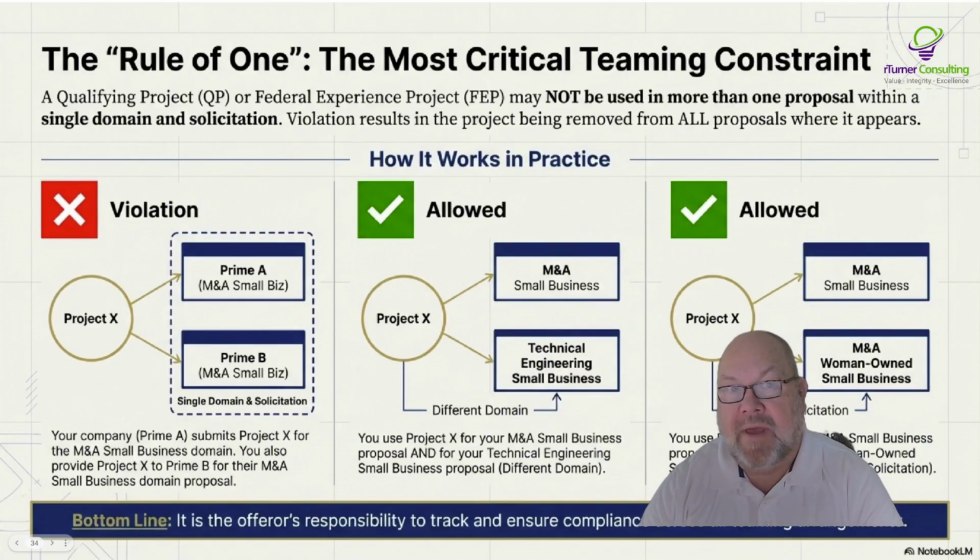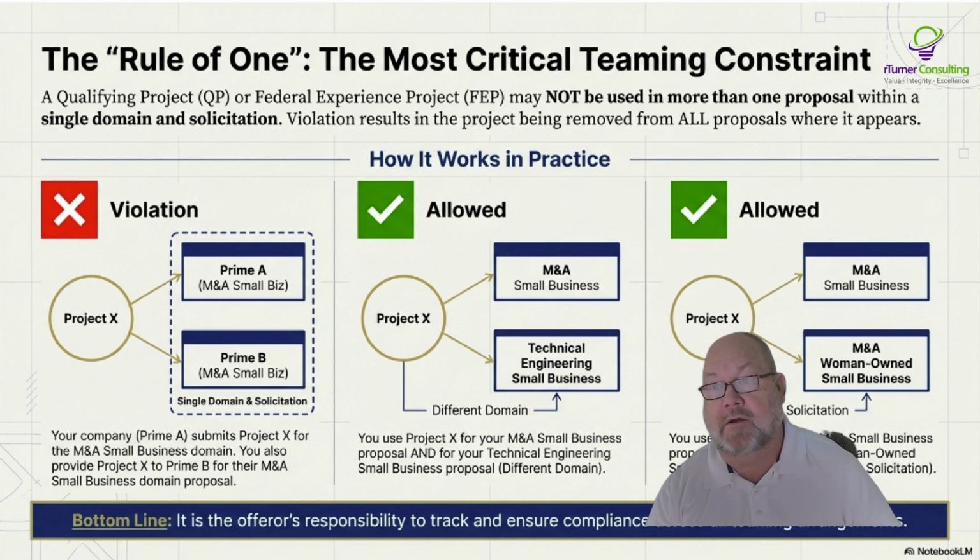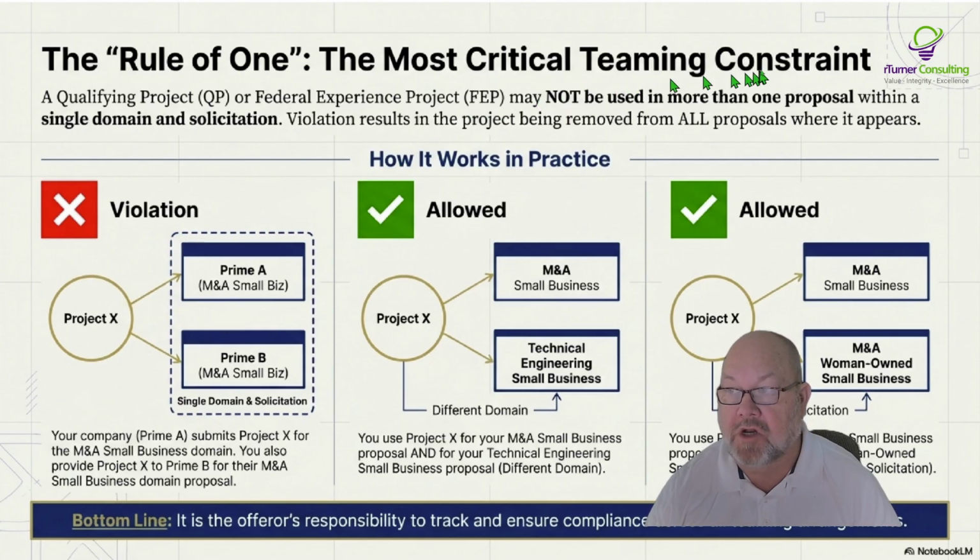The last point I want to make about qualifying projects, and you need to keep this in mind as you're soliciting them from your teammates and as you're offering your past performance to other primes where you will be their subcontractor, is always keep in mind what we call the rule of one. This really is one of the most critical teaming constraints in OASIS Plus. Okay, what does the rule of one say?